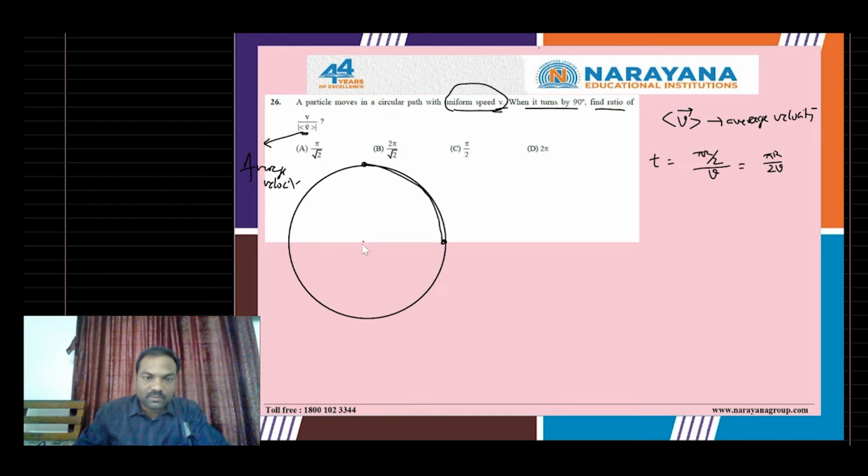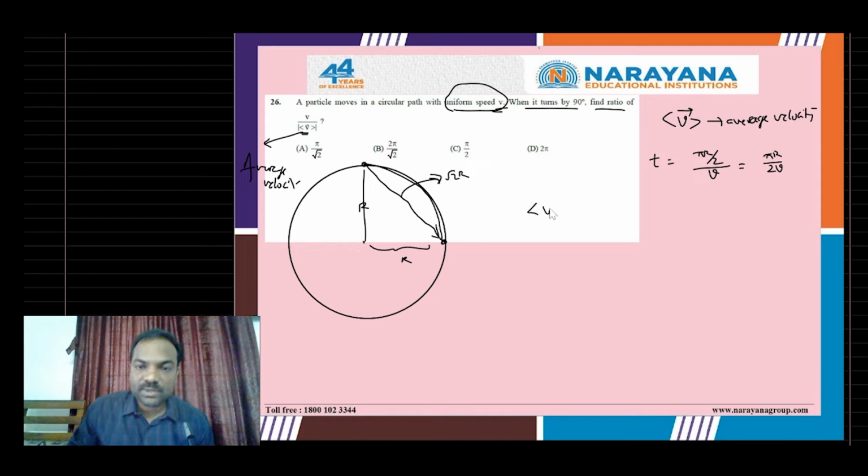So the speed value we know. What does average velocity mean? Average velocity means we need to identify the displacement. So what is the displacement value equal to? This is r, and this also will be r. So this displacement value will be root 2 r. Then the average velocity is total displacement divided by time taken. So then what will you get? You will get, r and r go off, then 2 root 2 by pi into v.